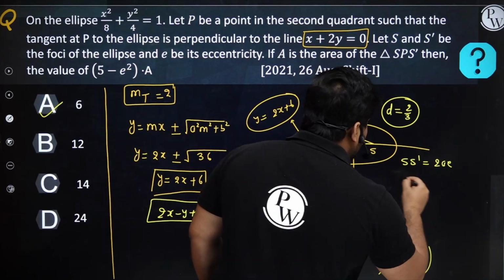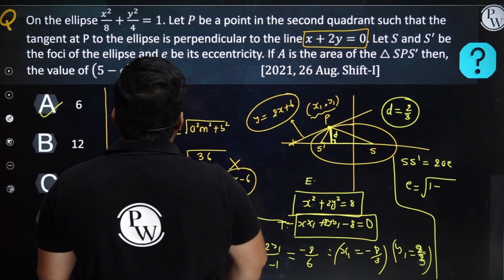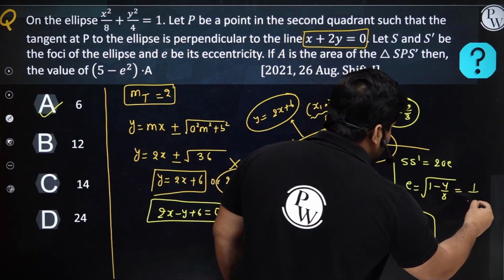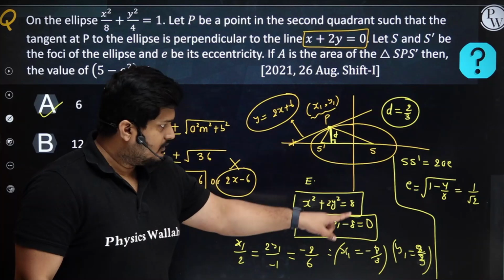So what is eccentricity? That is 1 minus b square by a square, so 8 minus 4, 4 by 8, 1 by 2, so E is 1 upon root 2. That is the eccentricity. So we got E. Now we can find out area also. What is A, guys? The A square is 8, so A is 2 root 2.